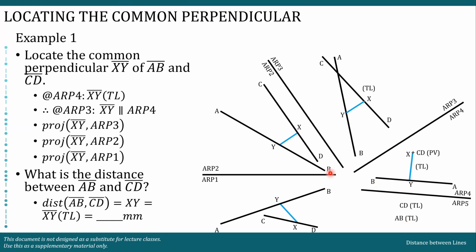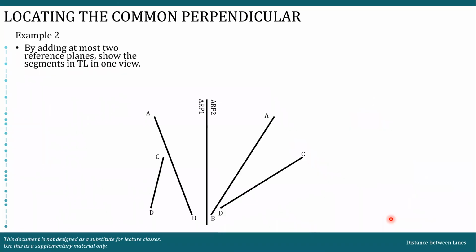Ang sagot dyan, yung pag-drawing natin ng dalawang TL, well, hindi ito yung way. I mean, there's another way of drawing your TL such that instead of adding 1, 2, 3 additional views, you will only add 2 additional views. Okay, so this is an alternative solution. And we will show it here. So for example, ito yung instructions. By adding at most 2 reference planes, show the segments in true length in one view. Ano yung steps na gagawin natin?